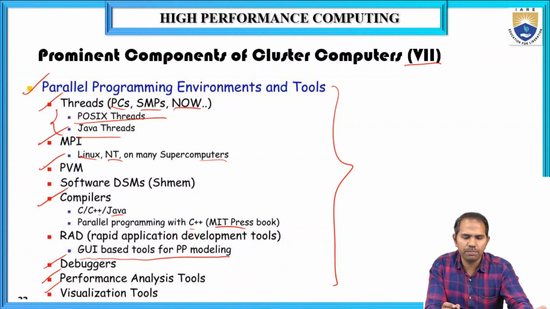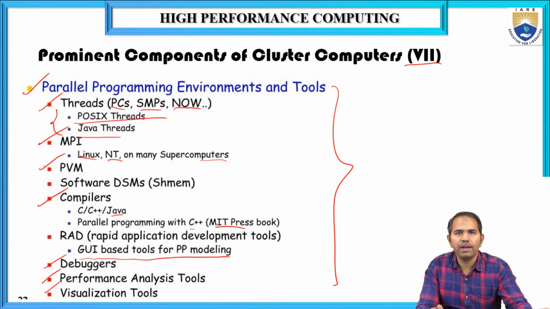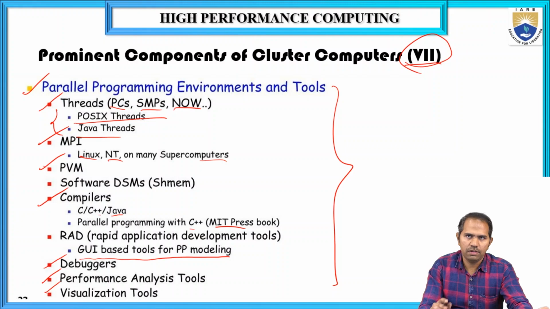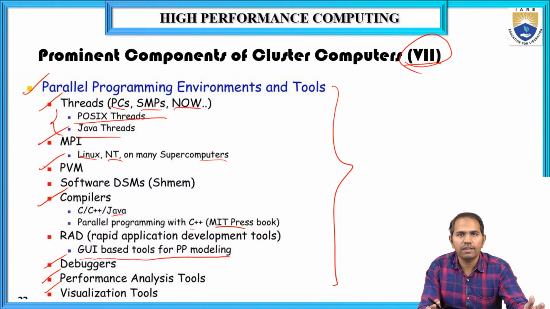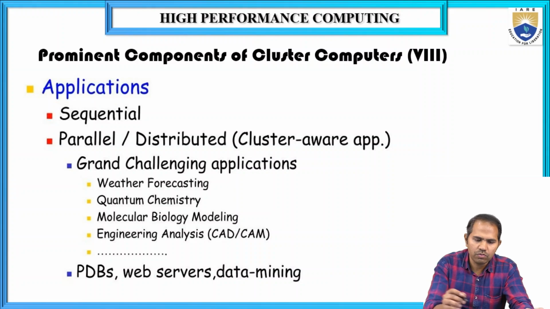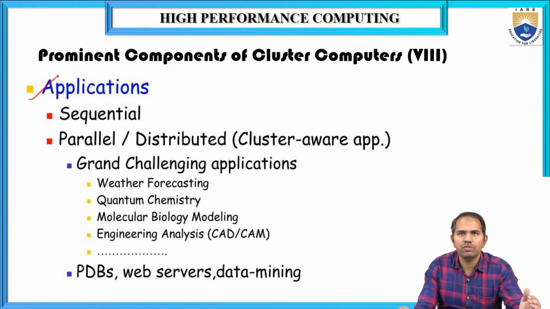These are all supported by a parallel programming environment and tools, which is the prominent component number 7. When we want to create a cluster computer, these are all the components we have to take into consideration. Now, the 7th is discussed. Now the 8th thing: what are the applications? What things about the applications do we have to consider here?